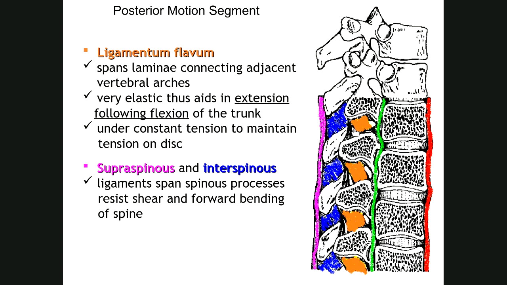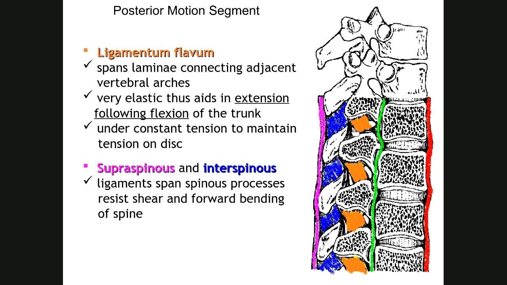So with that said, it is very elastic because it needs to help in that extension following the patient going into flexion. It is under tension, so I would think of it as a rubber band because it's always under that constant tension. My patient goes into flexion, and the ligamentum flavum helps with springing it back into place, into that neutral upright posture.